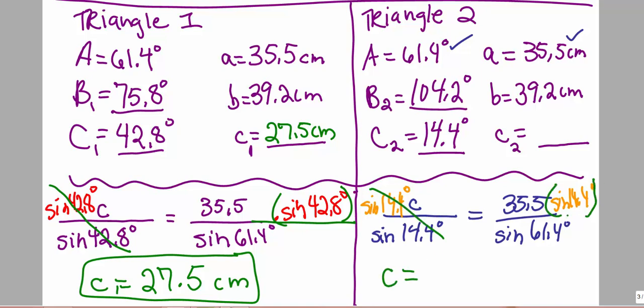And we're going to put all of this into our calculator. 35.5 times sine of 14.4 degrees divided by sine of 61.4 degrees. So within triangle 2, I round to the nearest tenth, I get 10.1. So side C in triangle 2 would be 10.1 centimeters. So we see in this case, we actually have two possible triangles, two totally different triangles that could be formed with the original information that we were given.